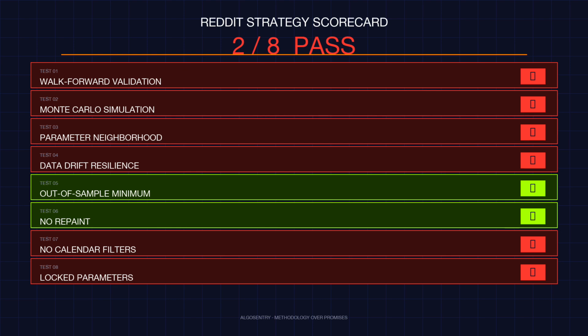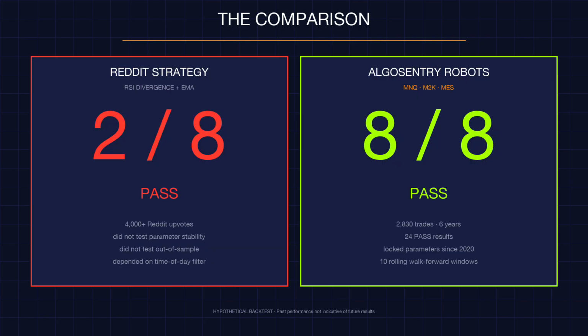2 passes. 6 failures. This is the same strategy that received over 4,000 upvotes on Reddit. Hundreds of comments. Comments like, "Tried this, killing it," and "This is the Holy Grail." Not one of those comments mentioned out-of-sample testing. Not one mentioned parameter stability. Not one mentioned what happens when you remove the time-of-day filter. This is what curve fitting looks like in the wild.